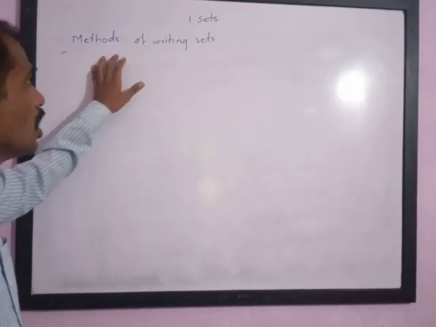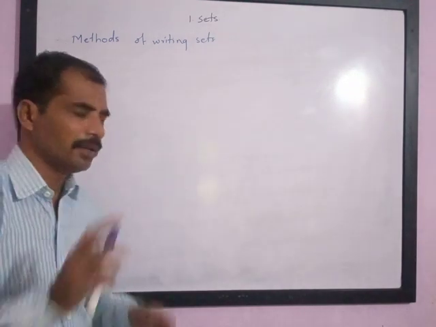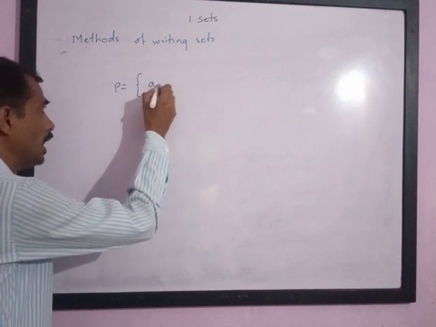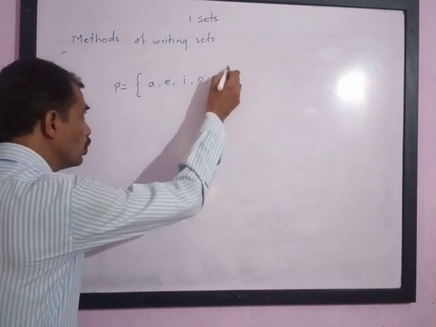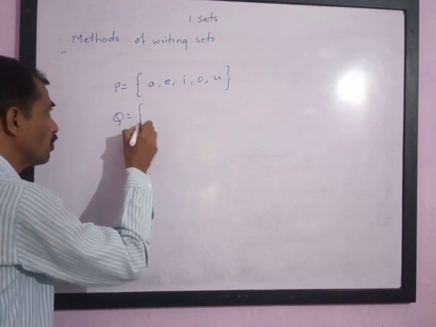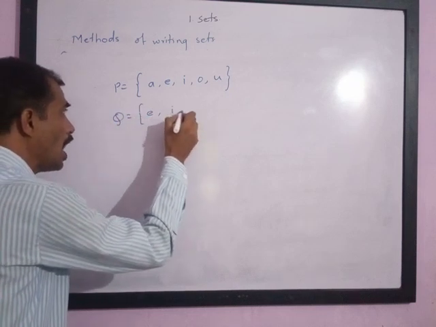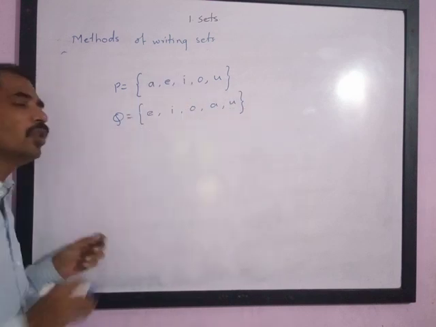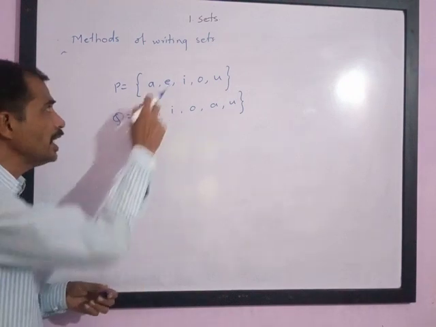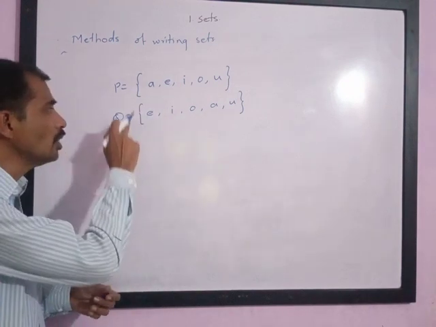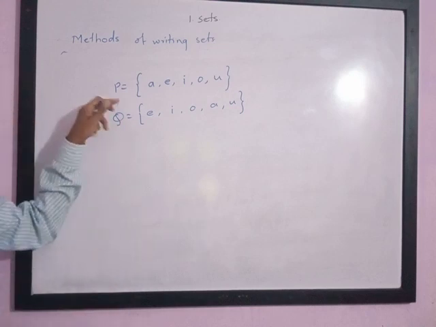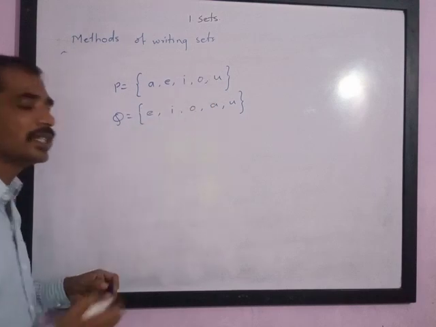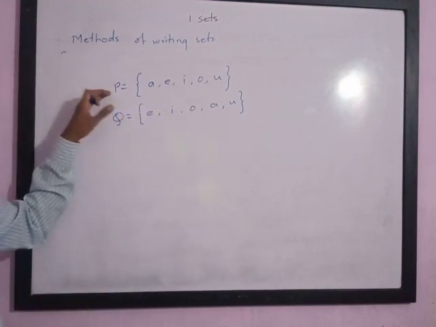In sets, the order of the elements is immaterial. Means what? If we are writing P is a set of a, e, i, o, u and Q is a set of e, i, o, a, u, please note, both the sets are equal sets, since all the elements of set P are in set Q and all the elements of set Q are in set P. Here, order or sequence is meaningless in the case of sets.